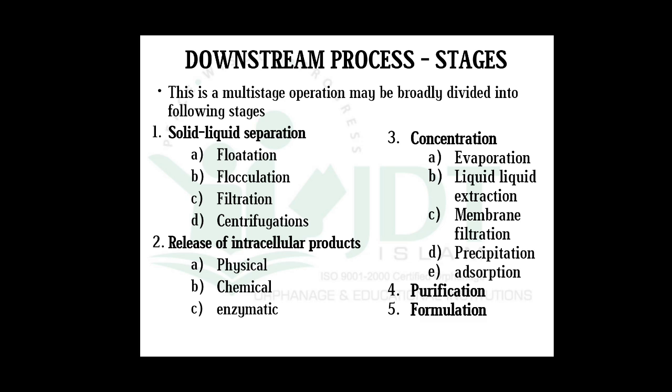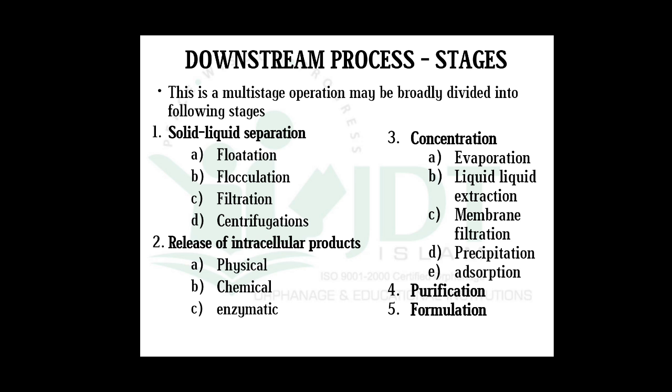Thereby we concentrate the end product. After the concentration we have to purify by different purification methods like chromatographic methods. After purification we have to make a formulation to store for the long term. So these are the different steps of downstream process. Now each step we will discuss in detail.